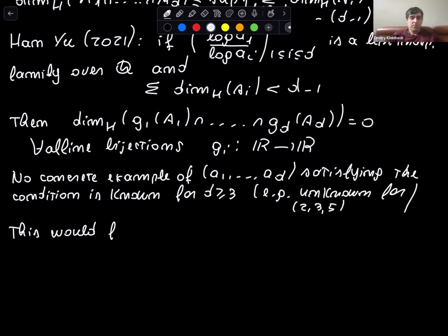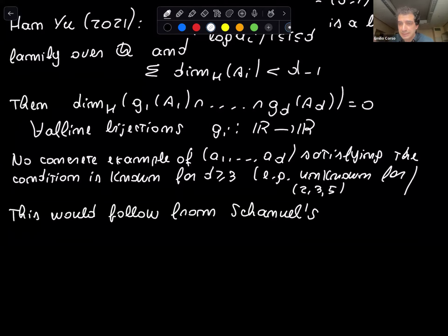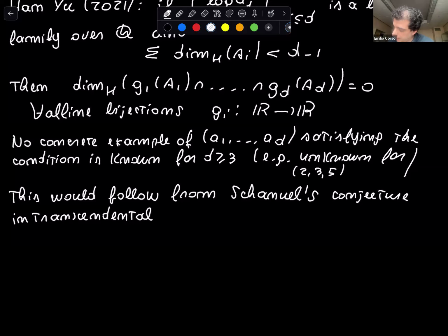Yeah, interesting. Yes, indeed, it's very surprising. This would follow from Shmerkin's conjecture in transcendental number theory, which deals with the transcendence degree of extensions of the rationals generated by Q-linearly independent complex numbers and their exponentials. This would follow from Shmerkin's conjecture. Let me just not mention directly the conjecture; instead let me mention directly the application to this problem.